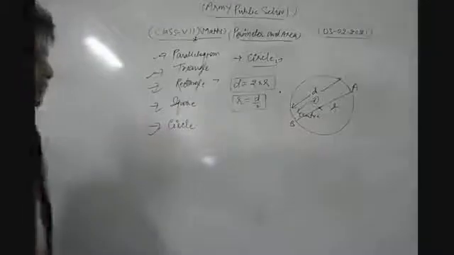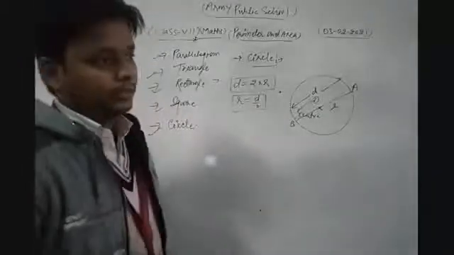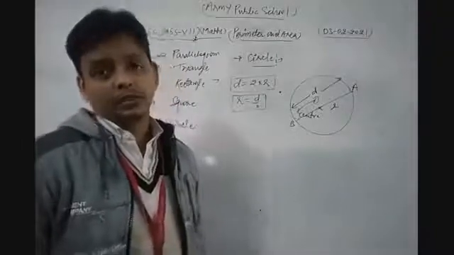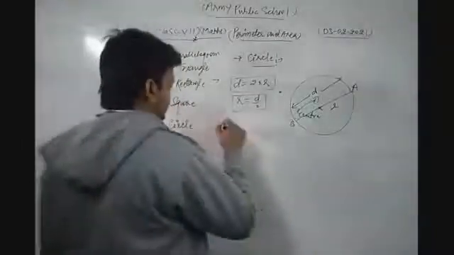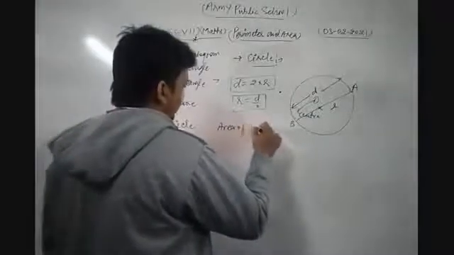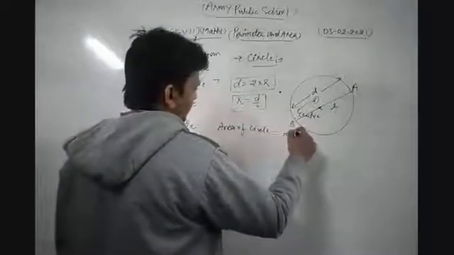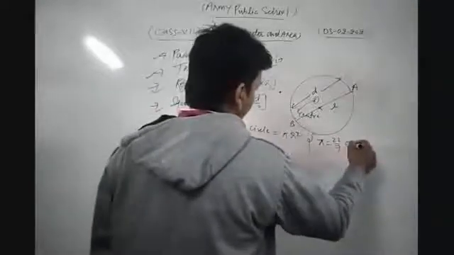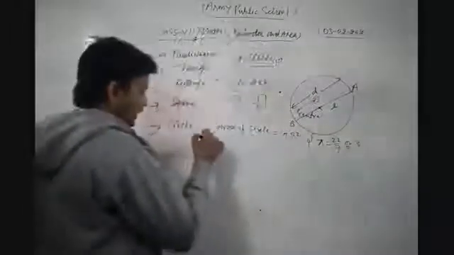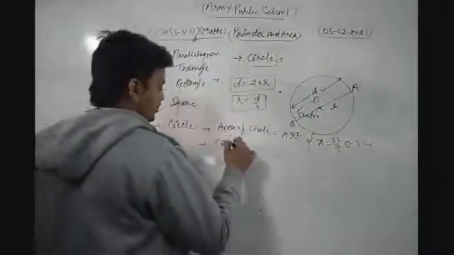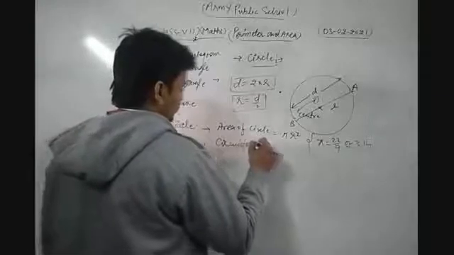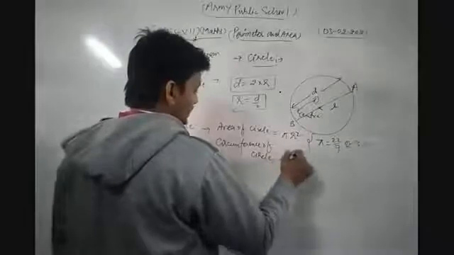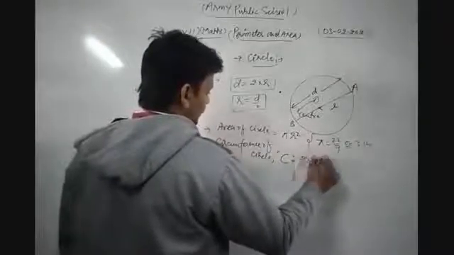Okay. Now there are two important formulas related to circle. First one is area of circle. Second one is circumference of the circle. So first of all we discuss the area of circle. Area of circle is pi r square. Here the value of pi is 22 upon 7 or 3.14. And second one is circumference. Circumference of circle, denoted by capital C, is equal to 2 pi r.